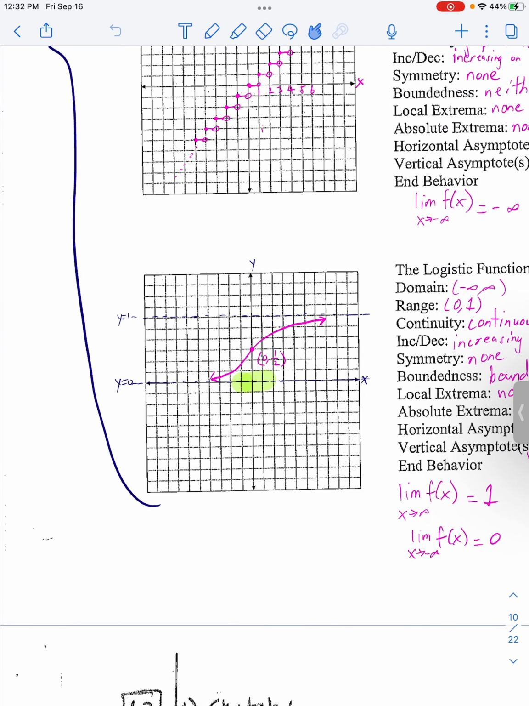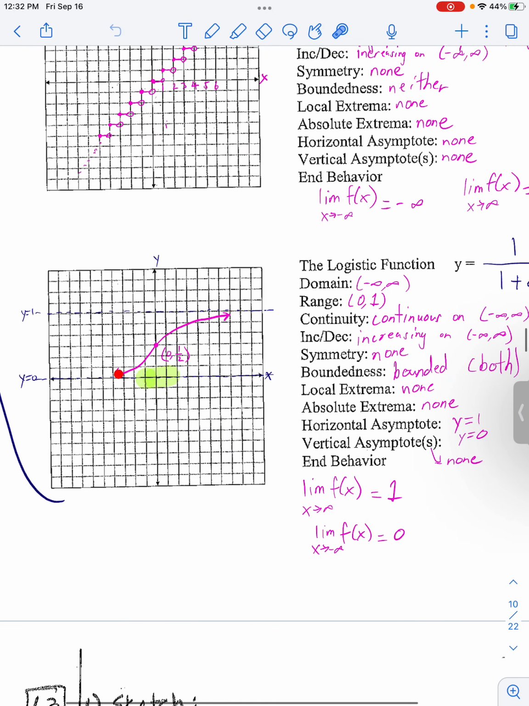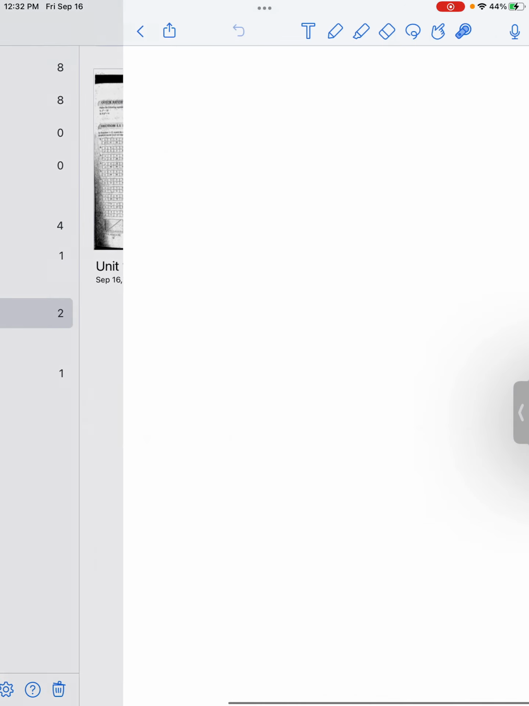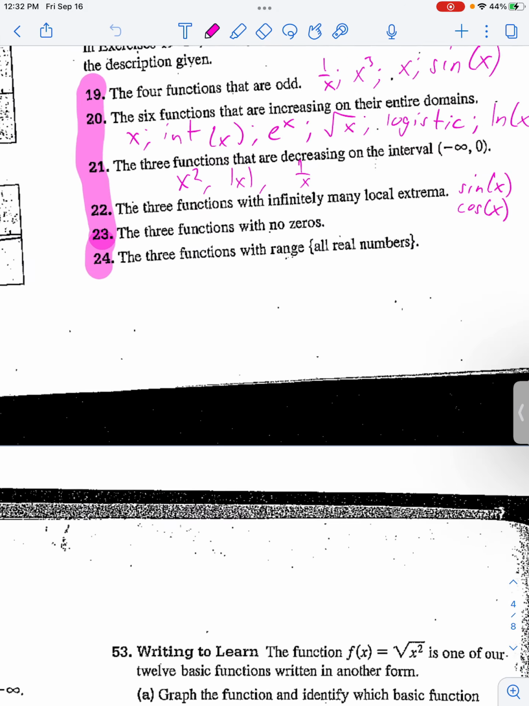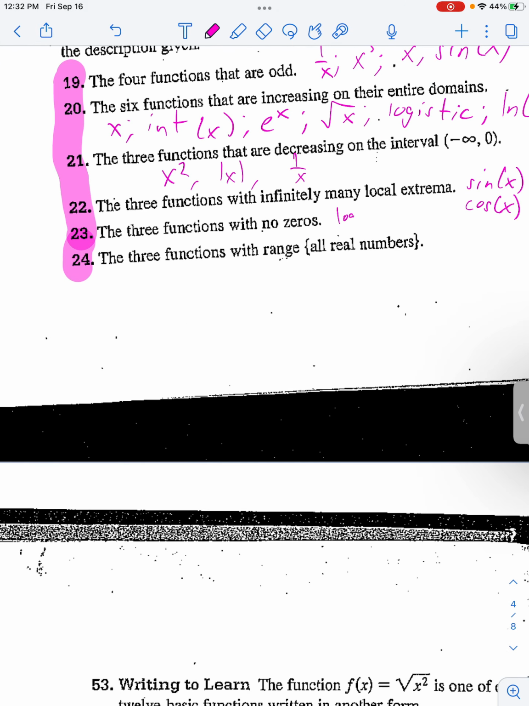Exponential or logistic function right here. Logistic function, look, got an asymptote there. Never touches y equals 0, okay? So the answer here would be logistic, 1 over x, and e to the x, okay?